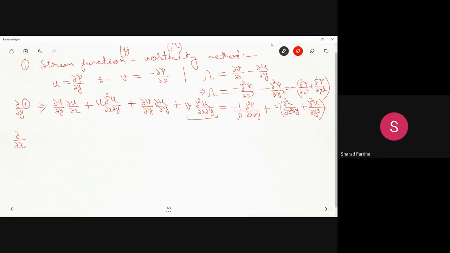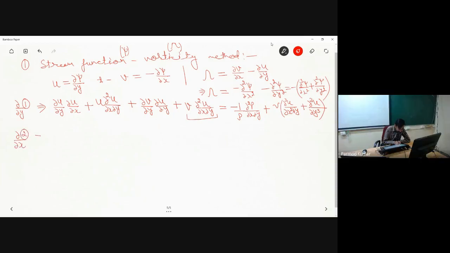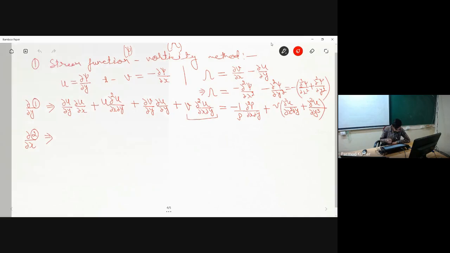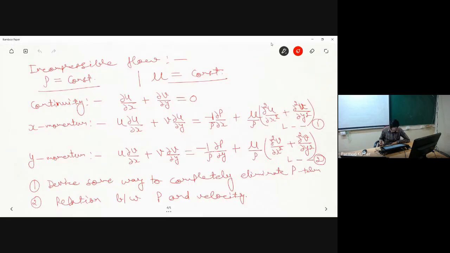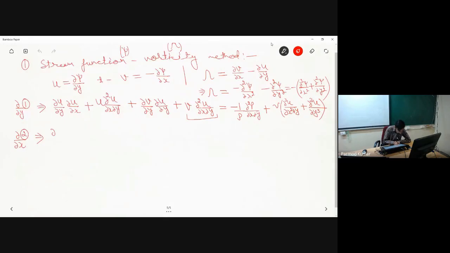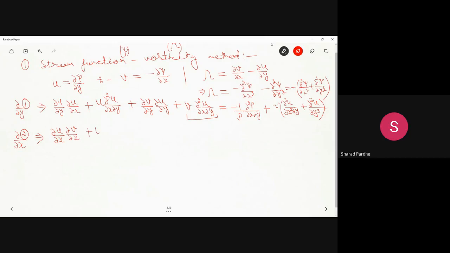Now we will do del by del x of equation number 2. If I do del by del x of equation number 2, what will I get? Please tell me. Is it correct?